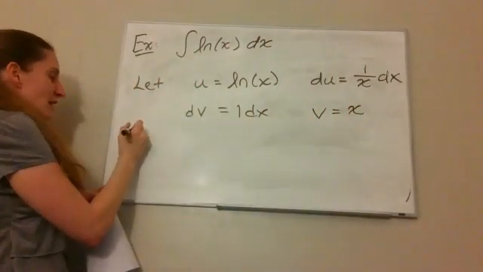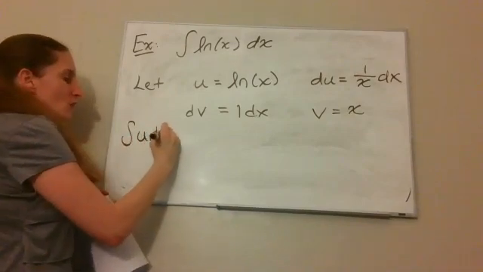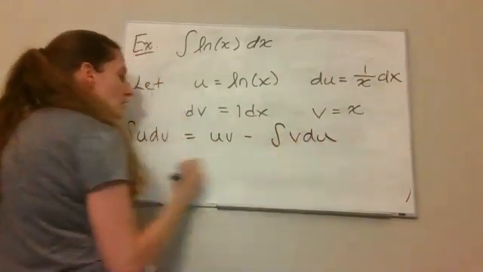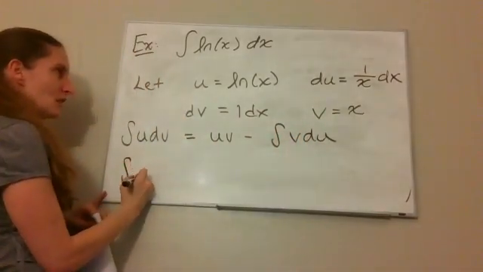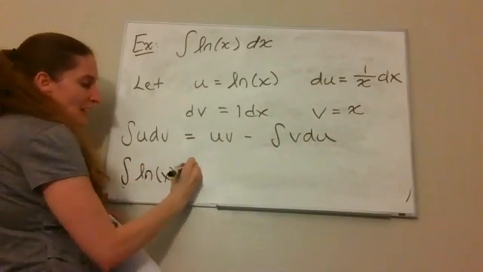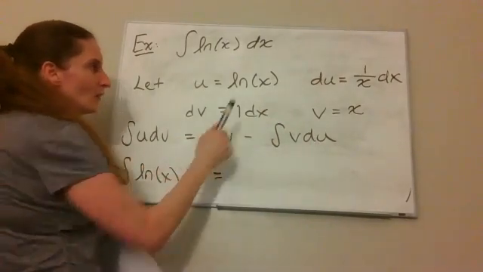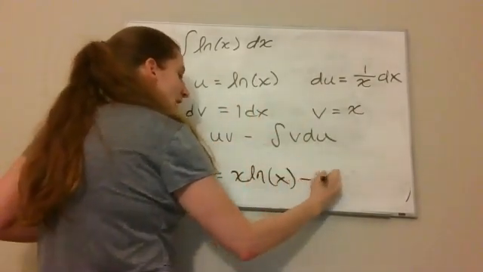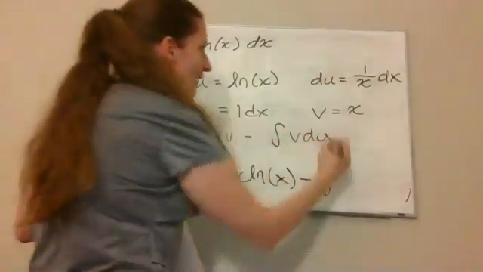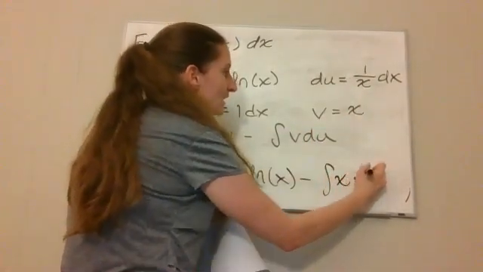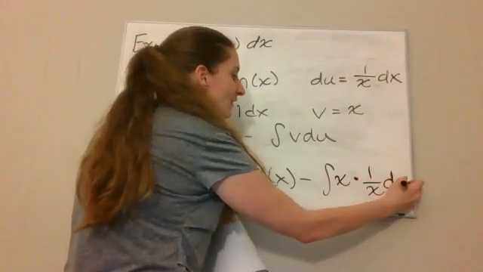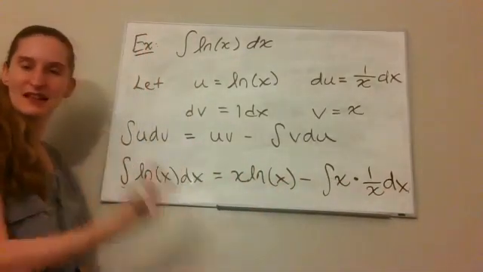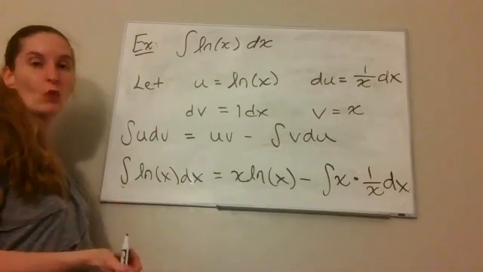So now when I do my integration by parts, integral of u dv equals uv minus integral v du. On this problem, my u dv is just natural log of x dx. U times v will be x times the natural log of x minus the integral of my v times my du. So x times 1 over x dx. Now notice over here, my x and my 1 over x, they cancel out. So I'm just going to have an integral of 1 dx.